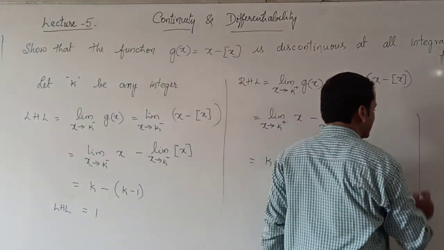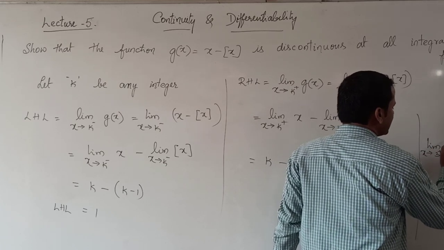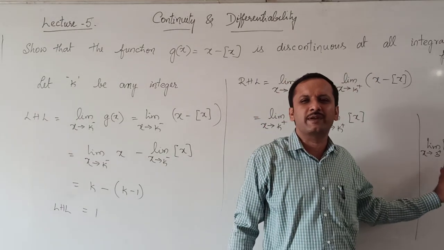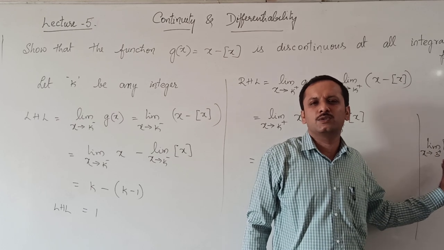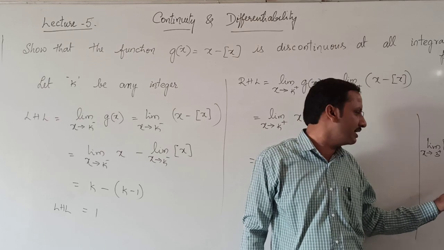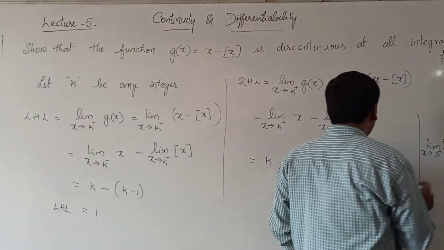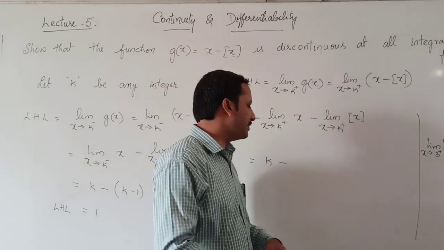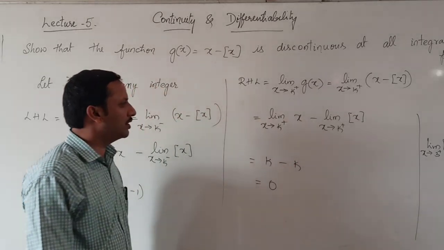Again, I will go back to the same example. The limit as x tends to 3 plus of step x: its meaning is, x is approaching 3 from the right side. When x approaches 3 from the right side, x takes the values 3.1, 3.05, 3.01, 3.001, etc. At all those points, step x value will be equal to 3. So similarly here, when x approaches k from the right side, step x value will be equal to k. k minus k is equal to 0.